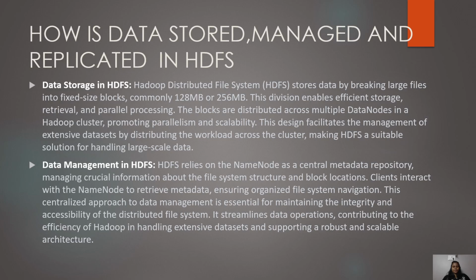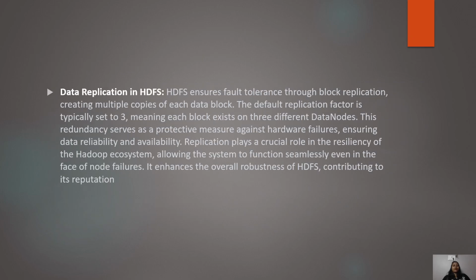Lastly, we have data replication in HDFS. HDFS ensures fault tolerance through block replication, creating multiple copies of each data block. The default replication factor is typically set to 3, meaning each block exists on 3 different data nodes. This redundancy serves as a protective measure against hardware failures, ensuring data reliability and availability.